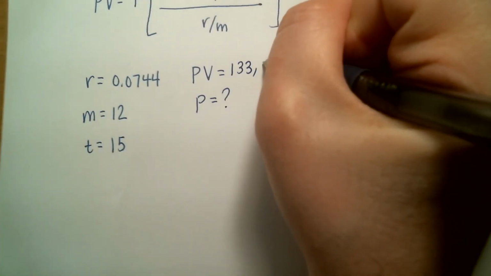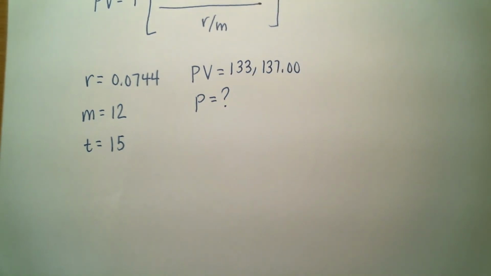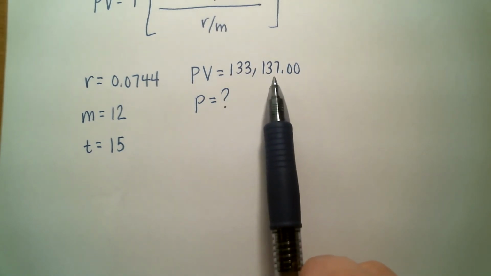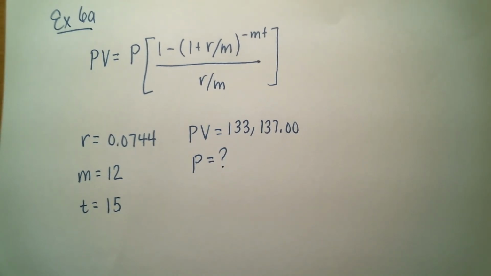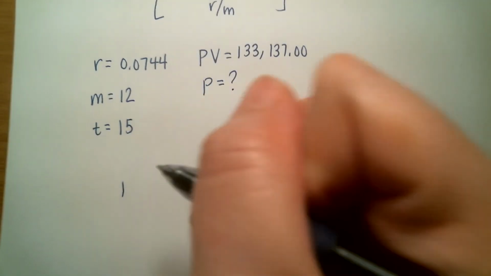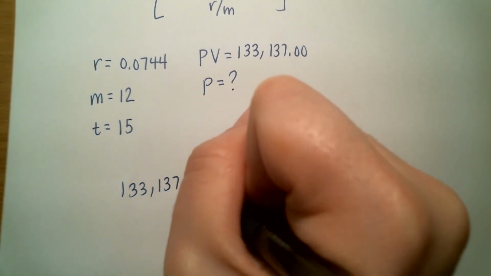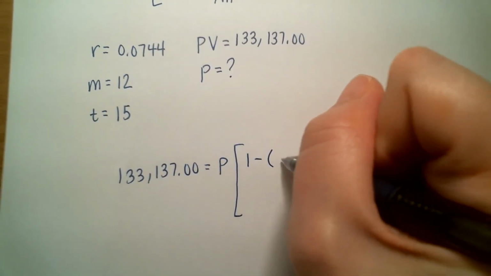$133,137. Again, you have to use a formula here, because even though this is the amount in the retirement account, the person will withdraw money every month. There's still money sitting in the account that can accrue interest. That's why you have to use a formula on this. Let's go ahead and plug everything in. We're going to get $133,137 is equal to our P value times all this stuff in the brackets.